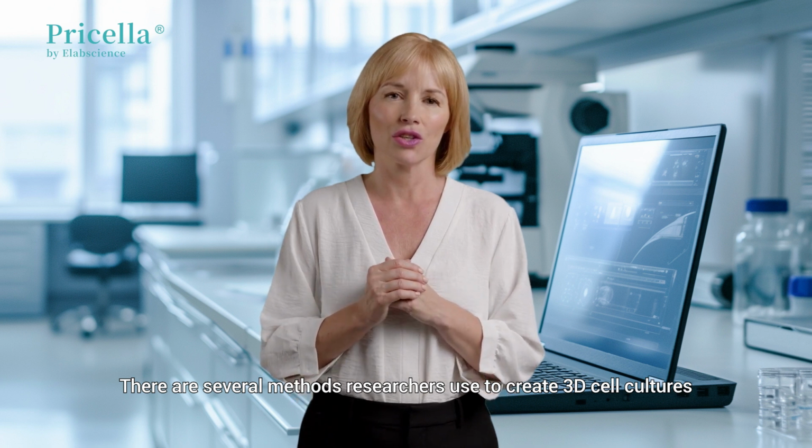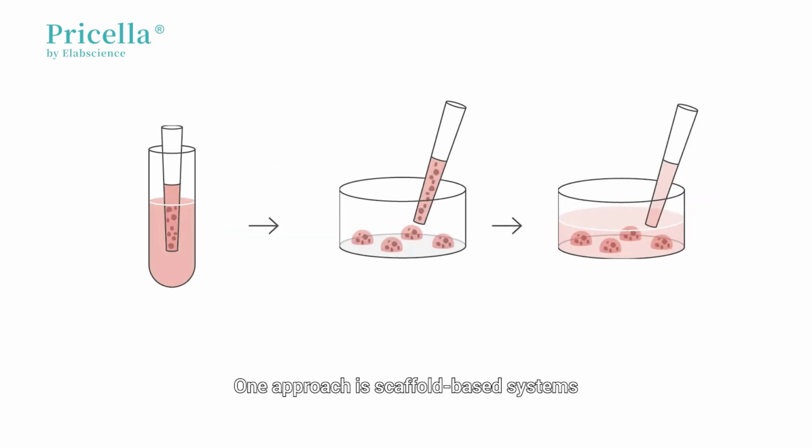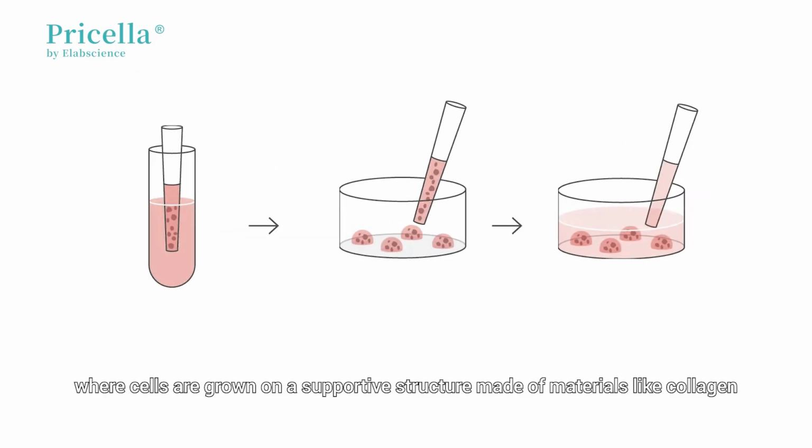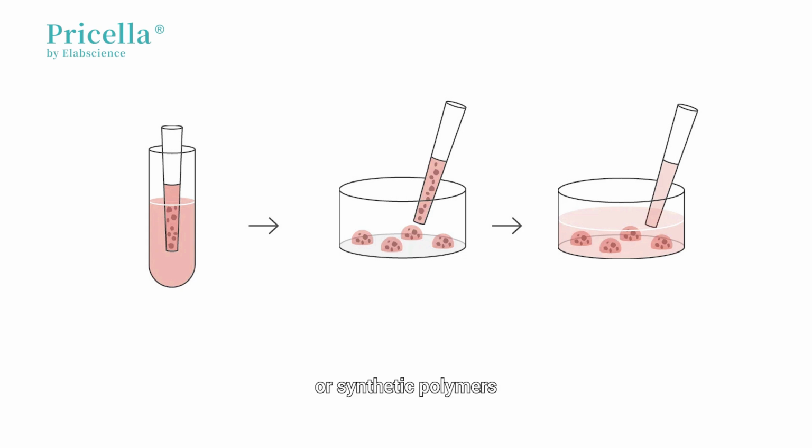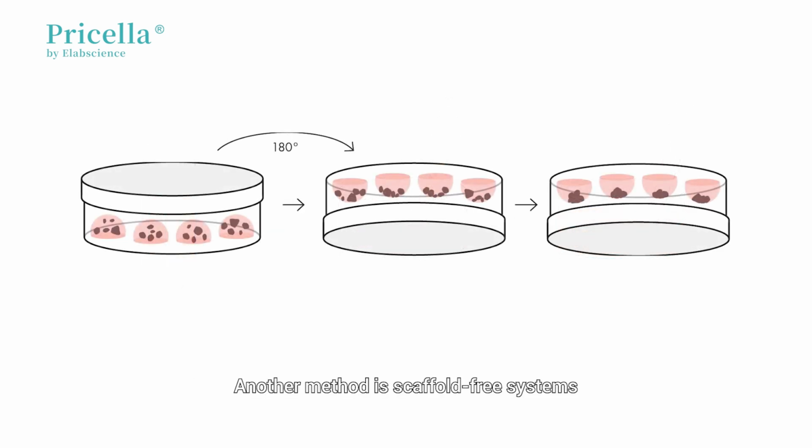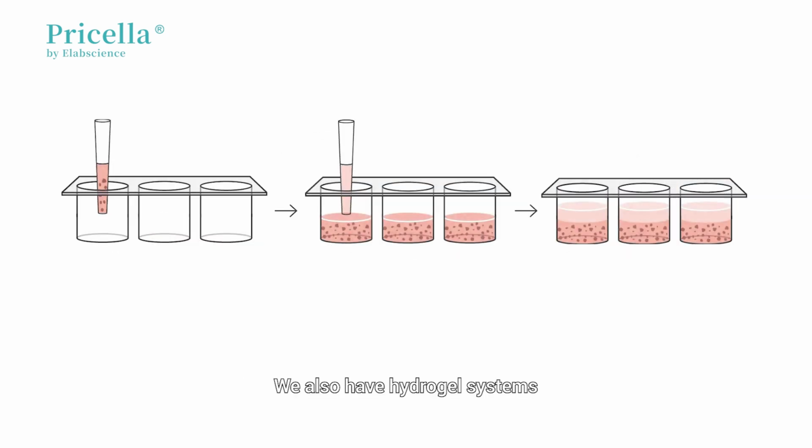There are several methods researchers use to create 3D cell cultures, each with its own advantages. One approach is scaffold-based systems, where cells are grown on a supportive structure made of materials like collagen or synthetic polymers. These scaffolds help cells organize into 3D shapes. Another method is scaffold-free systems, where cells self-assemble into structures like spheroids, tiny, spherical clusters of cells that mimic tissues. We also have hydrogel systems, which use gel-like materials to create a soft, tissue-like environment for cells to grow.